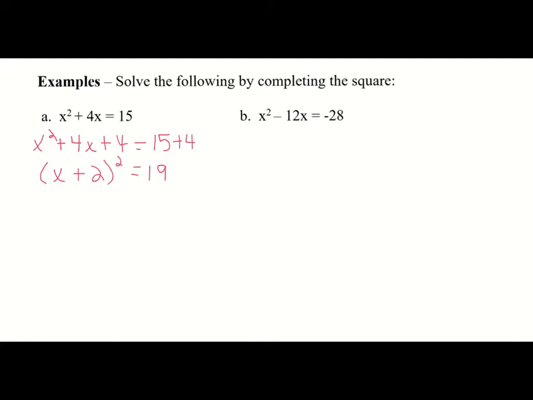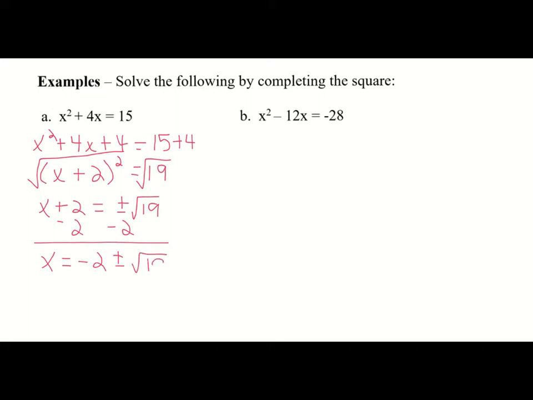And now if you look at this, it looks exactly like it did with our square root principle. So we are going to take the square root of both sides, and we'll end up with x plus 2 is equal to positive or negative square root 19. And then we will subtract 2 from both sides. So x is equal to negative 2 plus or minus the square root of 19. And that's it. We completed our square.